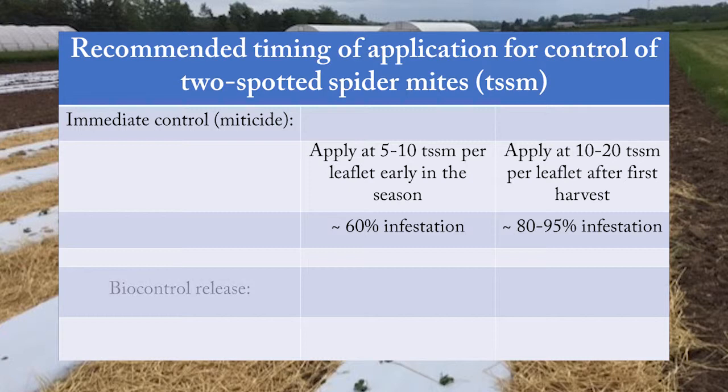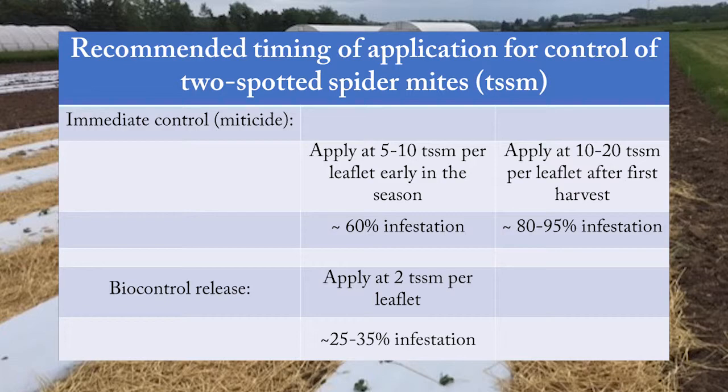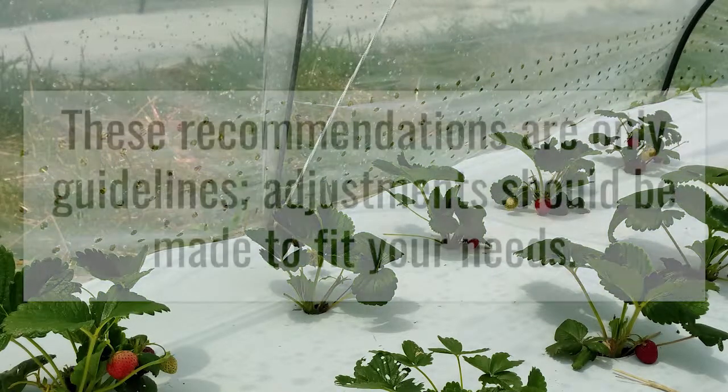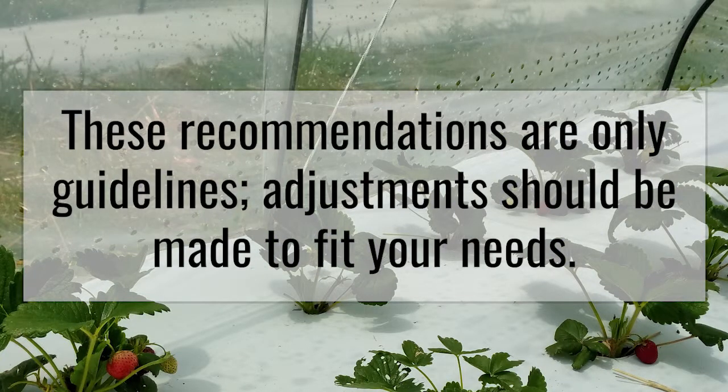If releasing predatory mites, the economic threshold is lower, at around 2 two-spotted spider mites per leaflet, and this corresponds to 25 to 35% infested leaflets. It is important to note that these recommendations are only guidelines, and that treatment thresholds of two-spotted spider mites can vary widely depending on cultivar, time of season, and plant vigor. The recommendations presented here should be adjusted to fit the needs of your field.